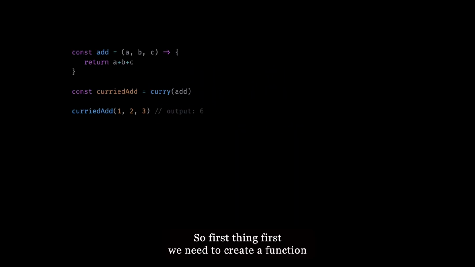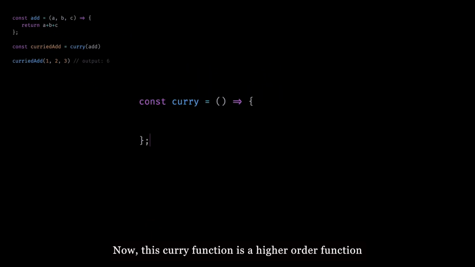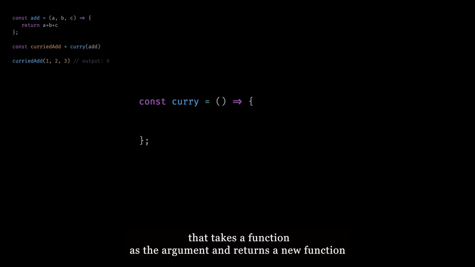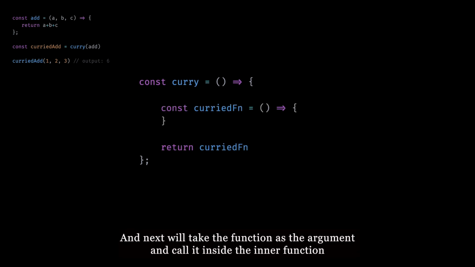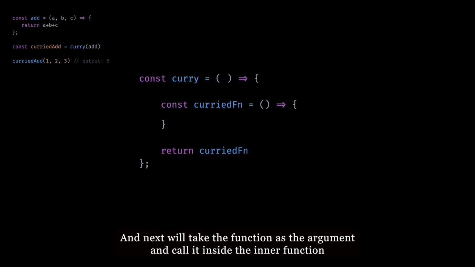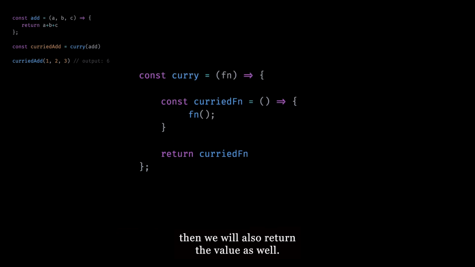So first thing first, we need to create a function. Now this curry function is a higher order function that takes a function as an argument and returns a new function, right? So let's create the inner function and return it. And next we'll take the function as the argument and we'll call it inside the inner function. We'll also return the value as well.